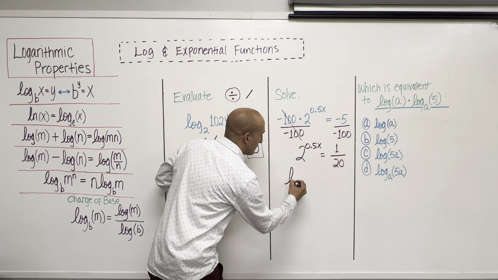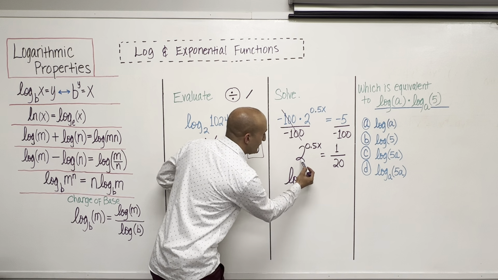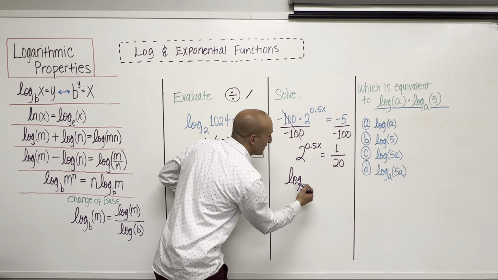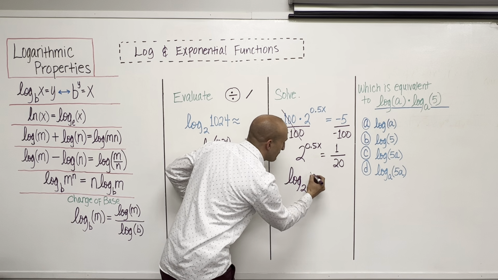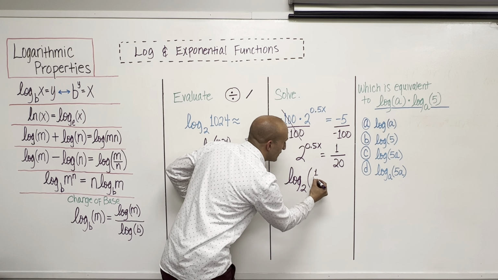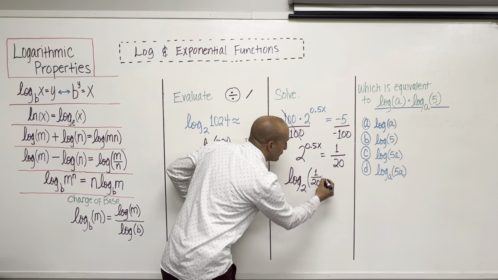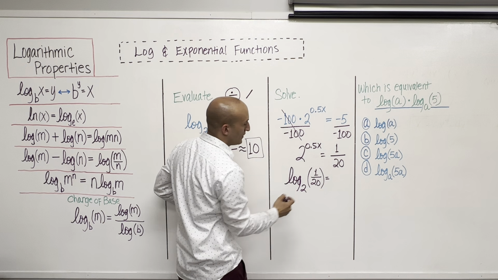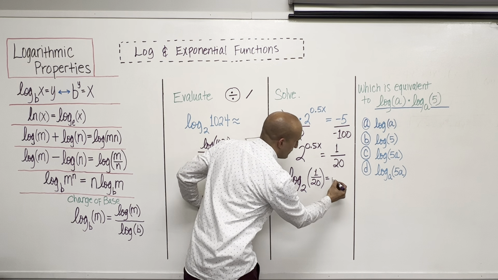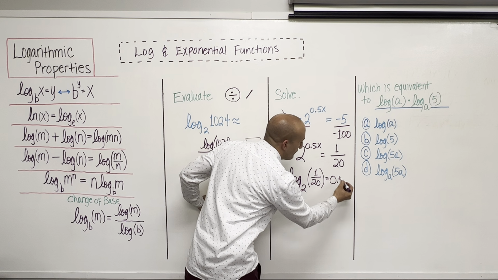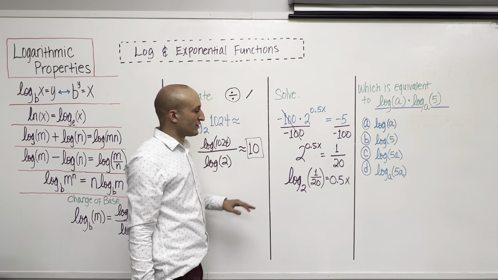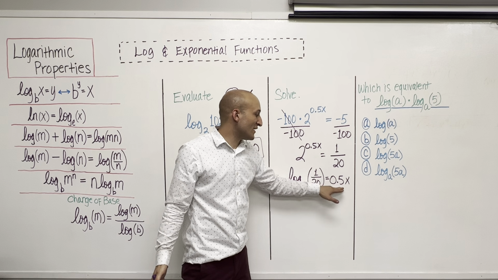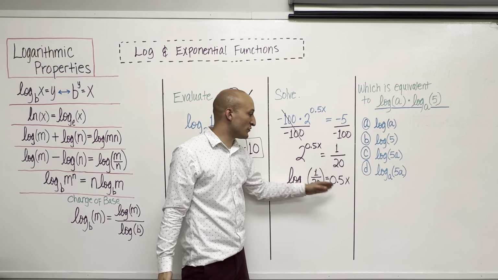So log, this is my base. Okay. Now what I'm going to take the log of is whatever it's equal to. So 1 divided by 20 is equal to my exponent. So 0.5x. Okay, nice. Now that we got the x down from being an exponent, now we can solve for x.